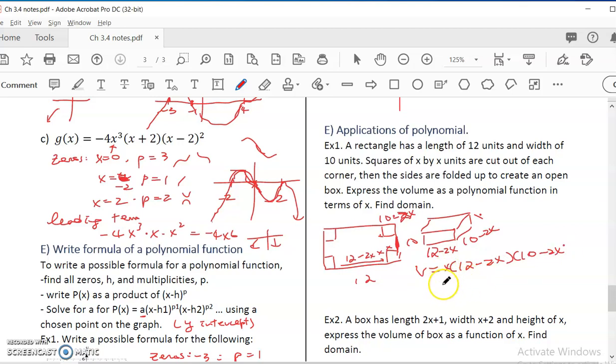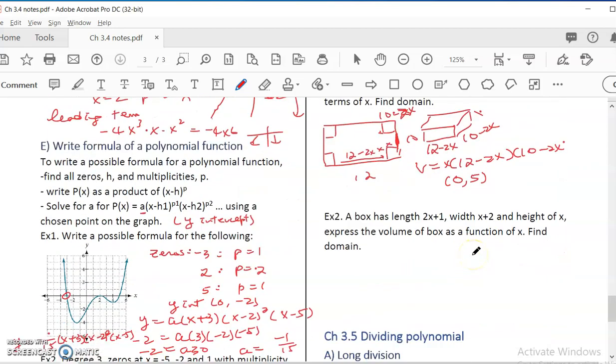What is the domain? The domain would be the values that are possible for x, and we talked about those before. The maximum you can cut this x is when it is cut in the middle. So we say it's (0, 5), right? Not including 5. If you include 5, then there's nothing, and not including 0. So this is the polynomial function.